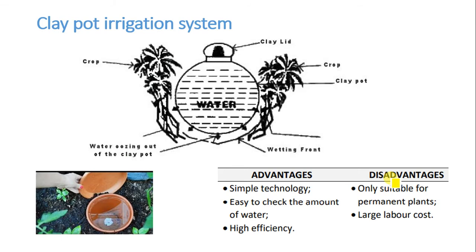Now, the clay pot irrigation system. You see how it works. When you insert the clay pot into the soil, the clay pot usually has some perforation, so the water can diffuse out from the clay pot into the soil, and the plant roots close to the clay pot will have enough water that will be used for their growth. The advantage is a simple technology, and it's easy to check the amount of water left in the clay pot, so you can add more to it.